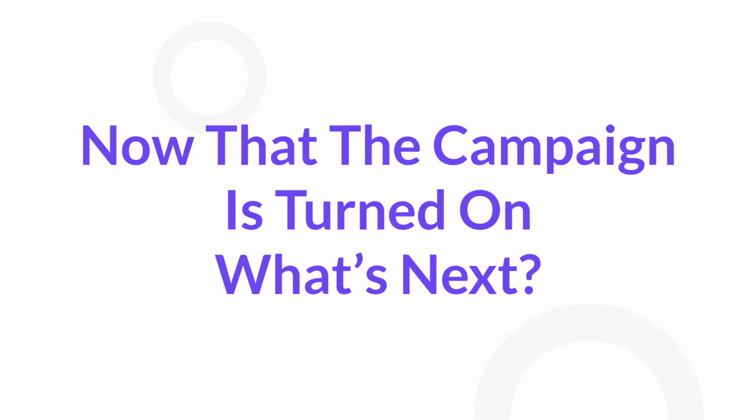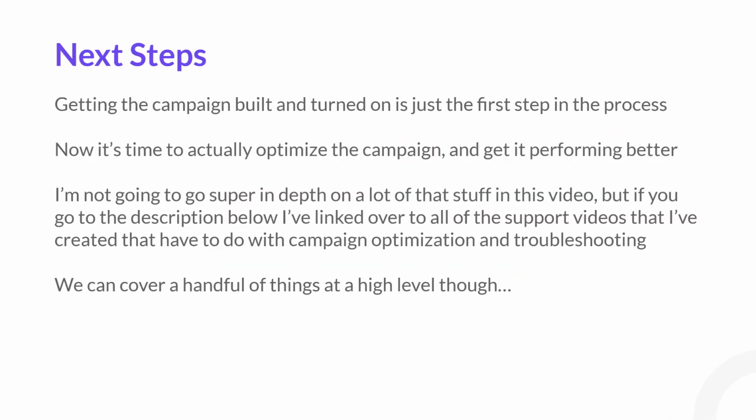So if you've made it this far, you have your campaign turned on, everything is good to go. What is next? What are the next steps after you get that campaign turned on? Because it isn't just about turning it on and walking away. There is still work that needs to be done. And now ultimately it is time to actually optimize the campaign and get it performing better. You can't just set it and forget it. You still got to put work into it to get it profitable and optimize it and get it working better.